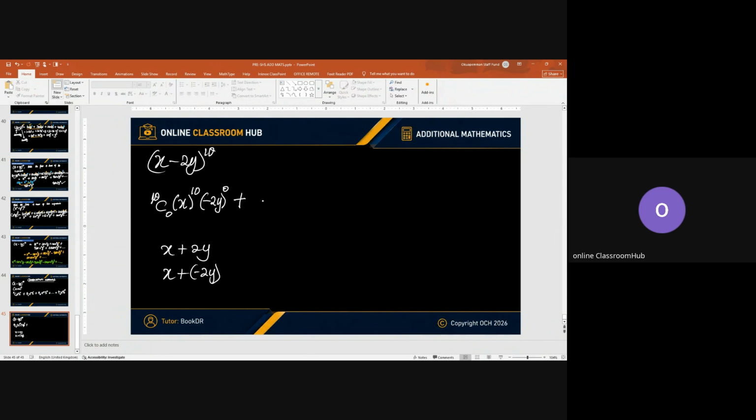The next coefficient, you don't need a Pascal triangle. You just press 10 combination 1.